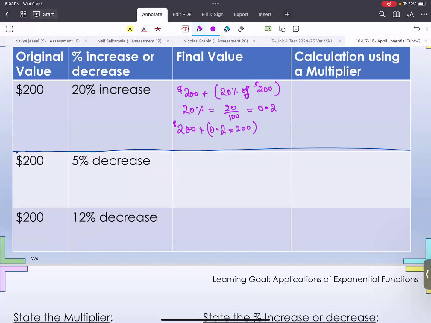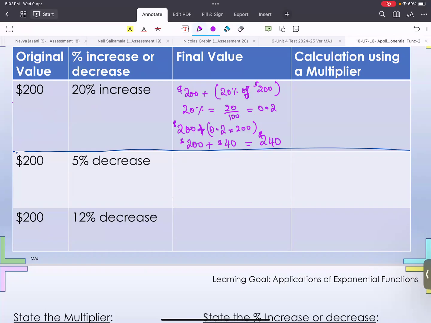So this is the long method that actually explains what you're doing without any shortcuts. So when you do that, for every $100, that is a $20 increase. So 0.2 times 200 is $40. So that is 200 plus $40, so that is $240. So if something started at $200 with a 20% increase, it would become $240. That is what we mean by increasing by 20%.